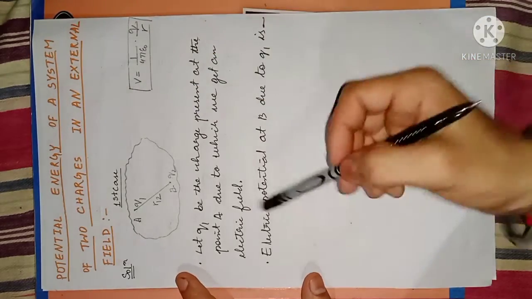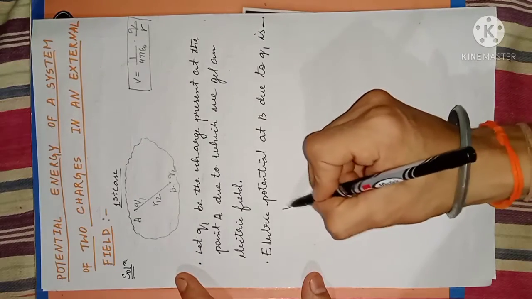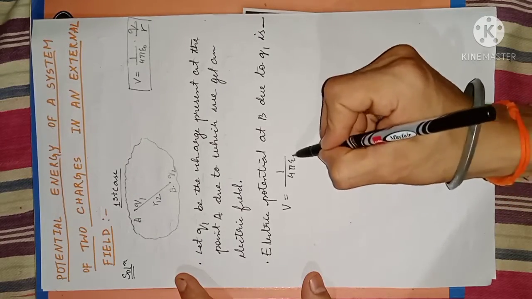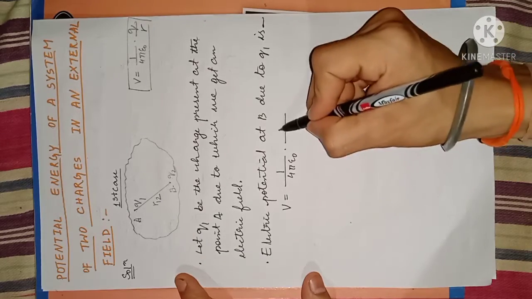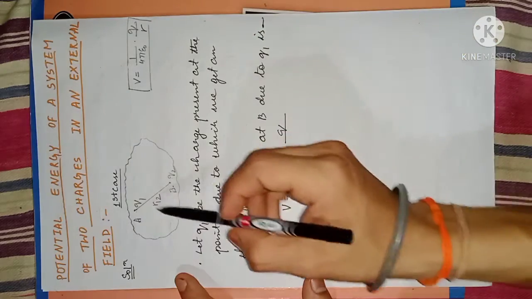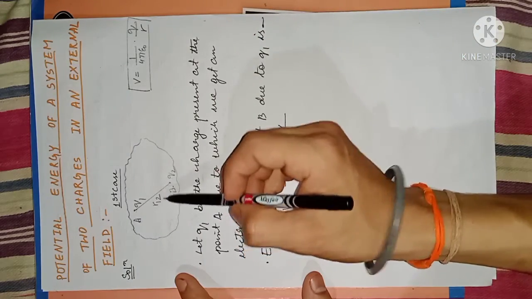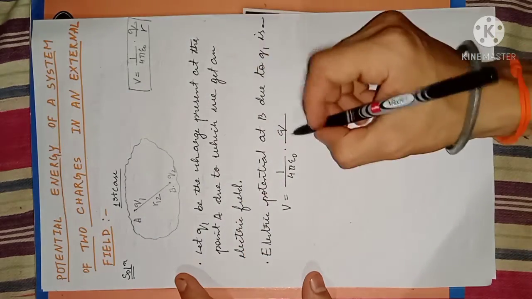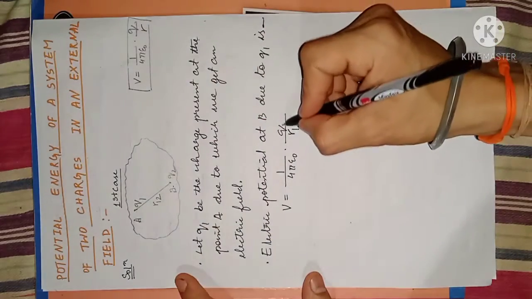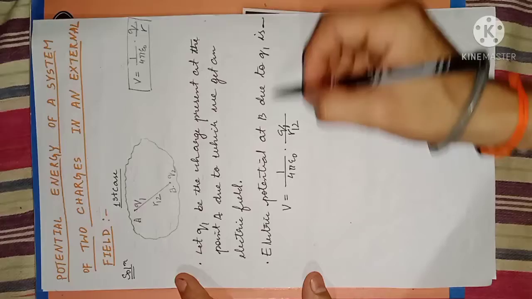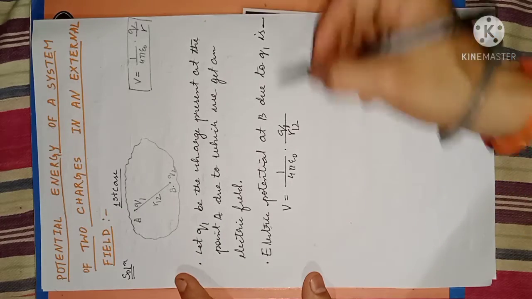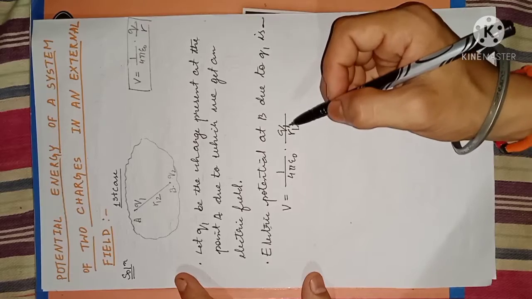By applying the formula here, V is equal to 1 by 4 pi epsilon naught into Q. Now here the distance R is denoted as R12, so we need to write R12. And the charge is Q1, so we need to write Q1 here, since we are going to find the electric potential at B due to Q1. That's why we need to write Q1 here.